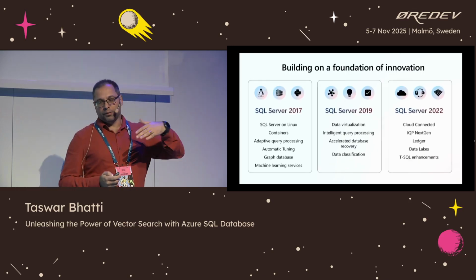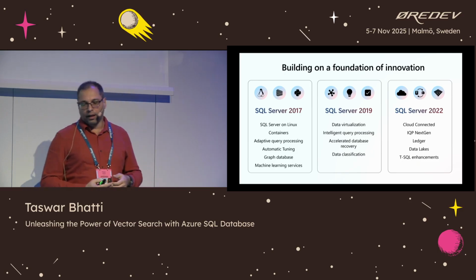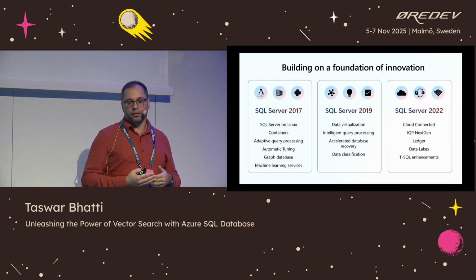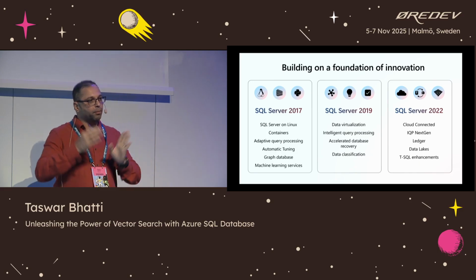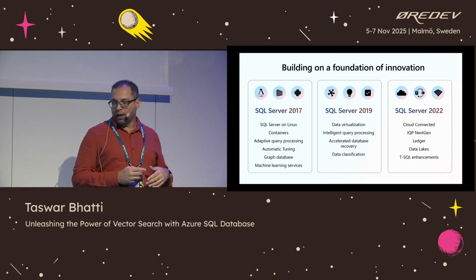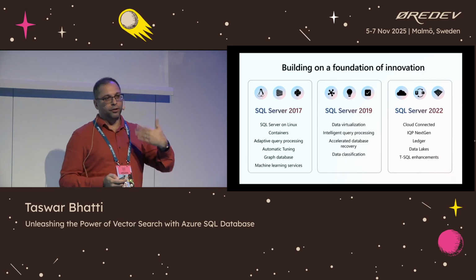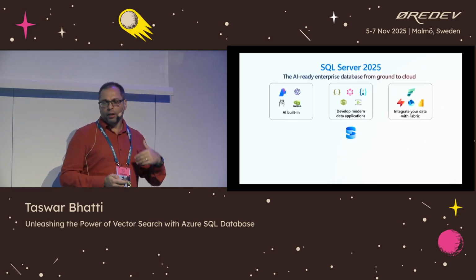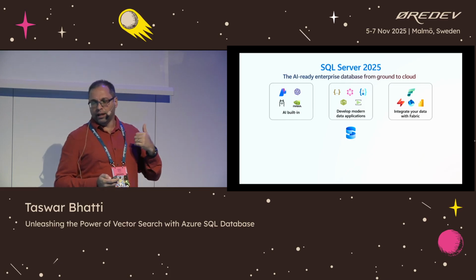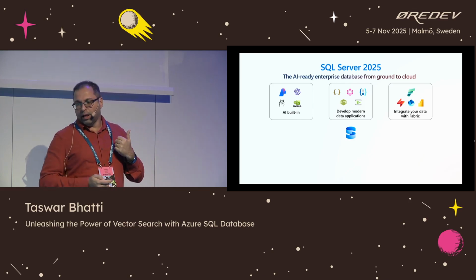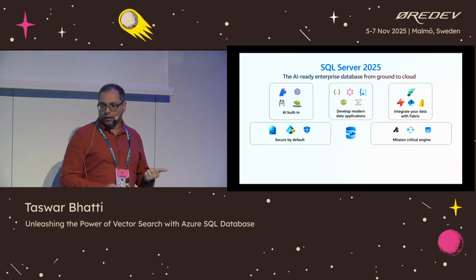So SQL Server has been built on a foundation, basically. There's SQL Server 2017, where we introduced SQL Server for Linux, containers, graph databases, and machine learning was put into it. In 2019, we put in data classification and recovery, like replicating to another database. And in 2022, we had a data lake, ledger. So all that stuff was built in. And 2025 is where we're introducing AI and vector. So when we look at the AI-ready enterprise, you have Ollama, Azure Foundry, OpenAI, and then you can develop the modern applications that you want to build. And at the end of it, you can integrate it with your Fabric. Fabric is the data lake, basically. It is a secure by default, mission-critical engine.